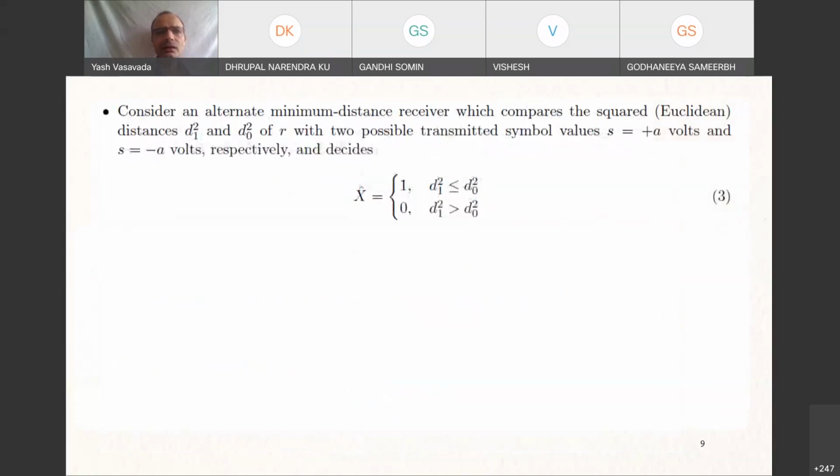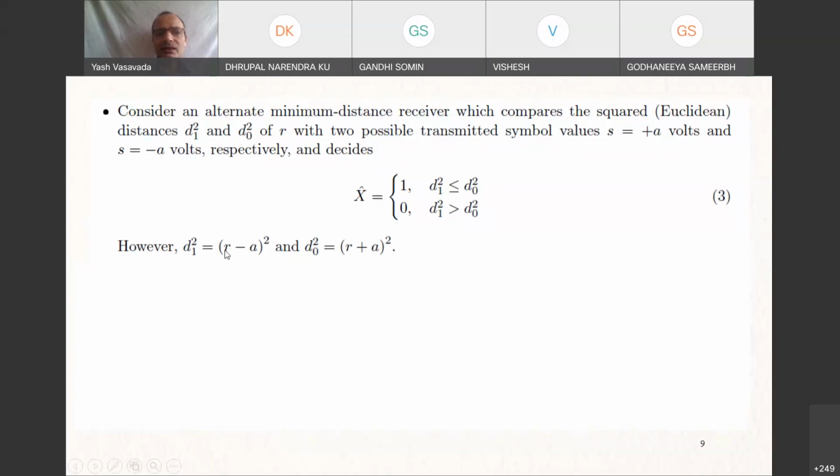Now, you will notice that there is a great similarity between this likelihood ratio or log likelihood ratio receiver and a minimum distance receiver. What this minimum Euclidean distance receiver does is it calculates the squared Euclidean distances d1 squared and d0 squared. These are just the squared distances of R from the two transmitted symbols, plus A and minus A. So whenever d1 squared is less than d0 squared, the receiver decides that x hat is equal to 1. Otherwise, it says that x hat is equal to 0.